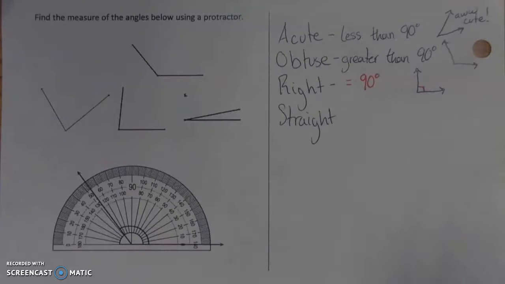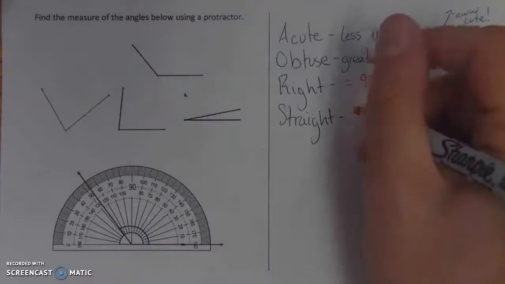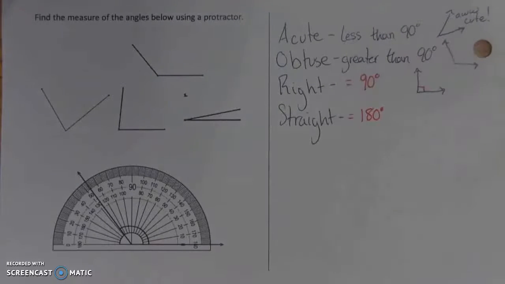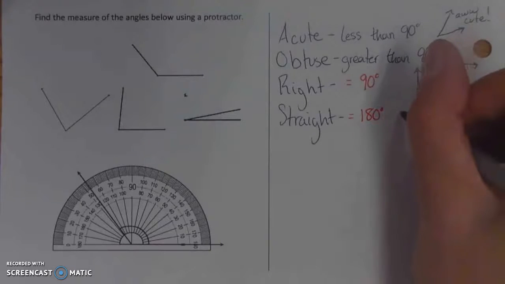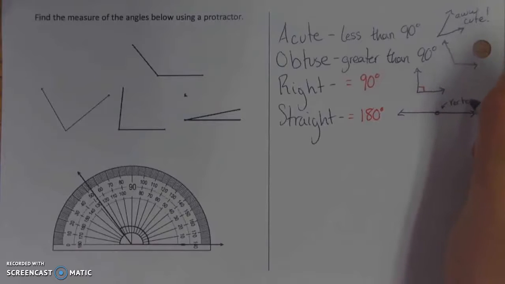Well, that leads us to our straight angle, and this is another one that I'd like you to do in another color pen or highlighted, and this would be an angle that is 180 degrees. That's exactly what it sounds like. It's going to be a straight line, and the vertex is going to be somewhere in the center.